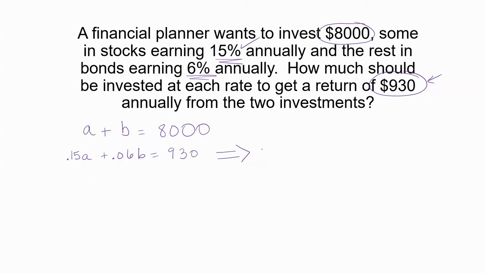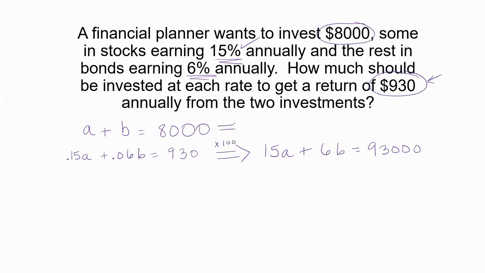So in this second equation, I'm going to go ahead and move the decimals 2 places to the left. So for this first one, I'm going to get 15A. For the second one, I'm going to move it 2 places and get 6B. And then for 930, I'm going to add 2 zeros onto the end of that. So basically what I did was I multiplied by 100 in this second equation.